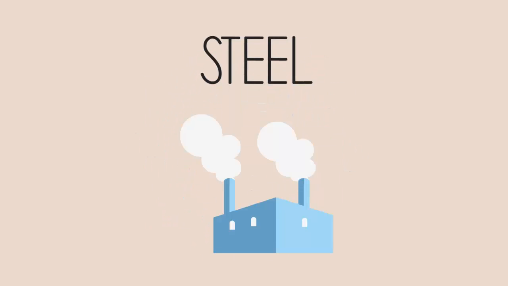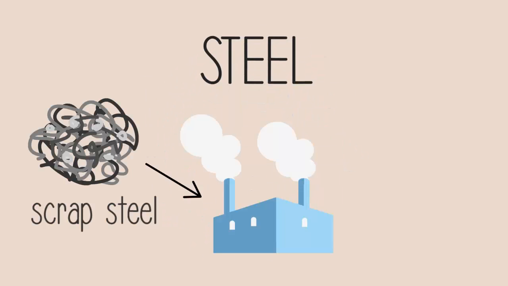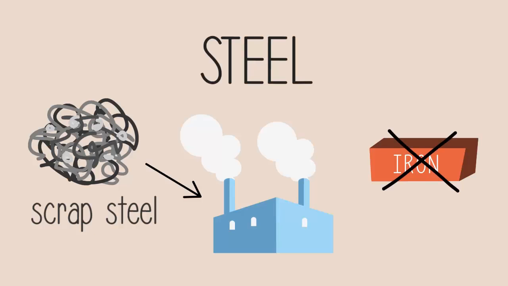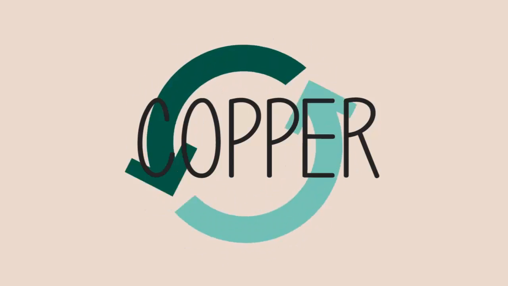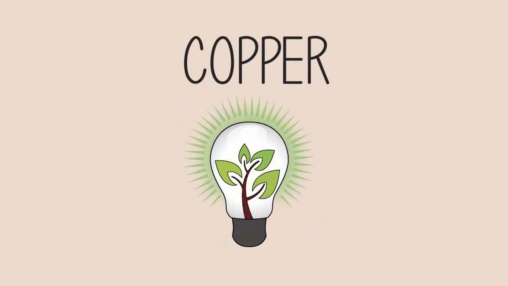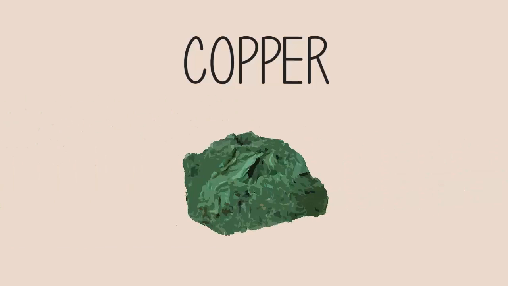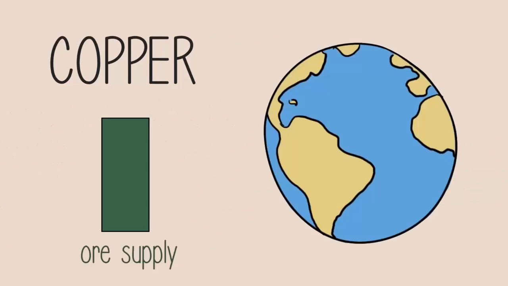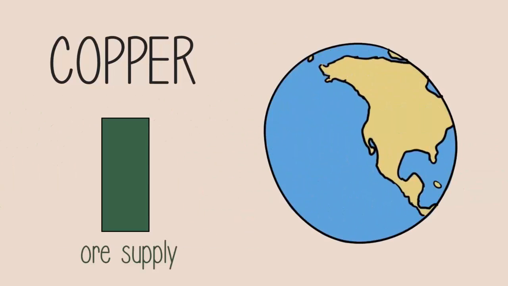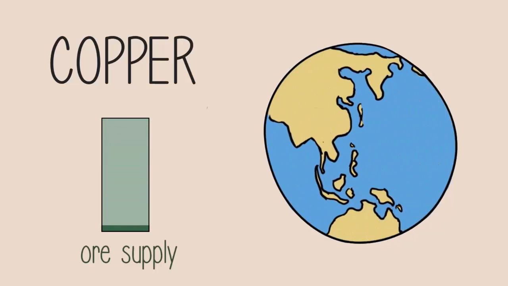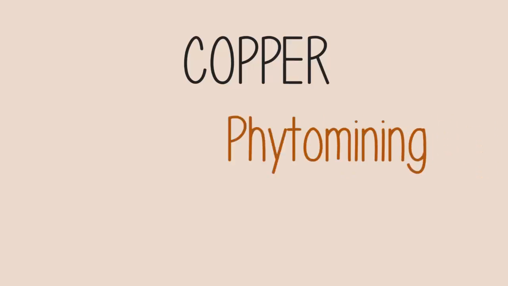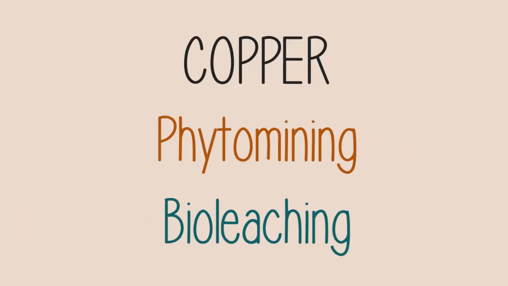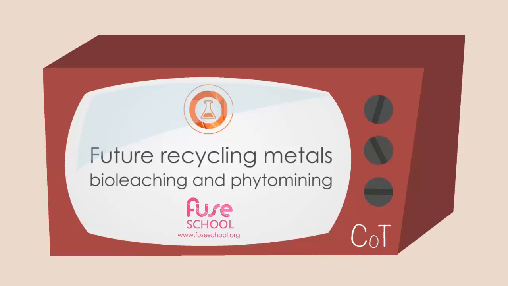Steel can be recycled, and most steel mills primarily use recycled scrap steel instead of cast or pig iron from blast furnaces. Copper is also recycled. Once again, this is a more energy-efficient process than the extraction from its ore. As well, the copper ore supply on Earth is being depleted at a very fast rate. As a result, other methods for the extraction of copper, such as phytomining and bioleaching, are being used instead.